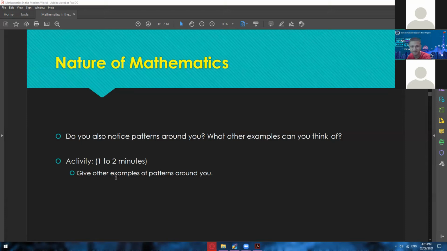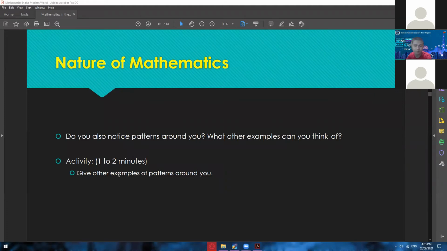The tiles on the floor, sir. Yeah, the tiles on the floor. What else? Actually, we could say pretty much everything, right? It has a pattern. If you look at it in more detail, it has a texture wherein it has a pattern. It has a color wherein it has a pattern.